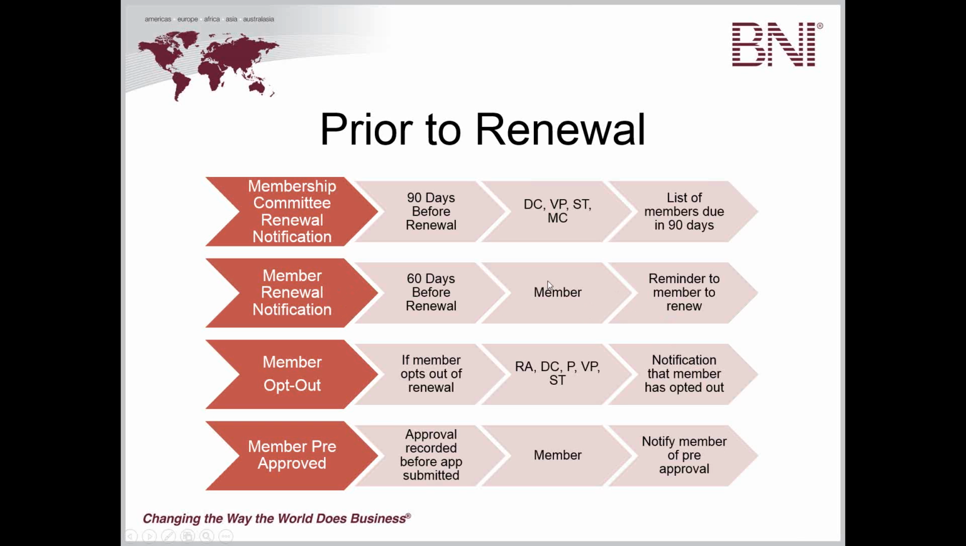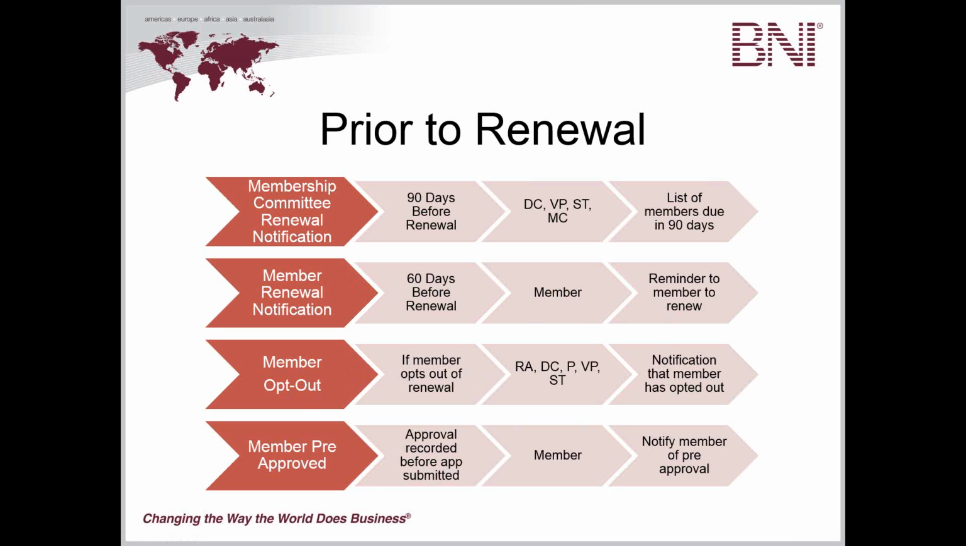The member gets one that happens 60 days before their renewal. It lets them know that you are now up for renewal. Would you like to renew now? Now, on that renewal notification, they do have the opportunity to opt out. Essentially, they're saying, no, I don't want to renew. In those cases, that's similar to a decline on the leadership team side.